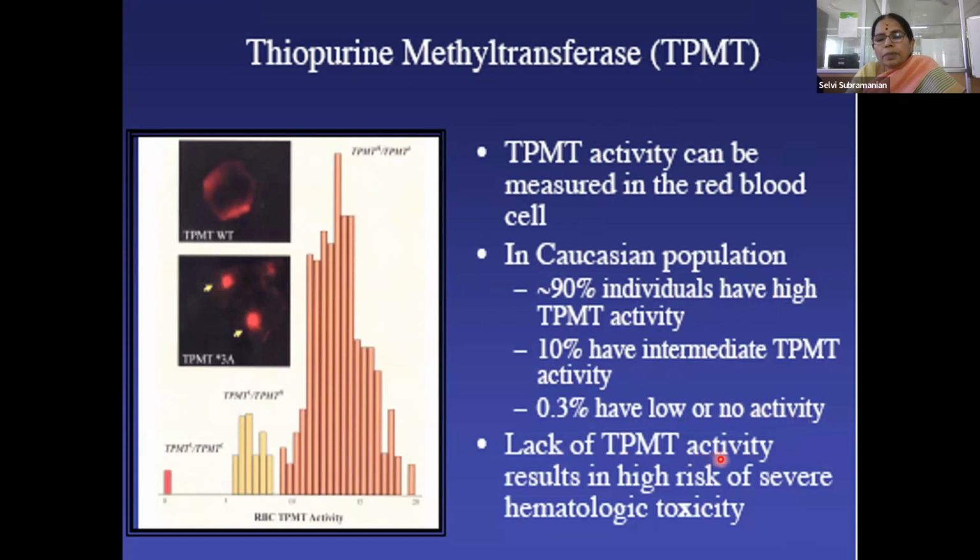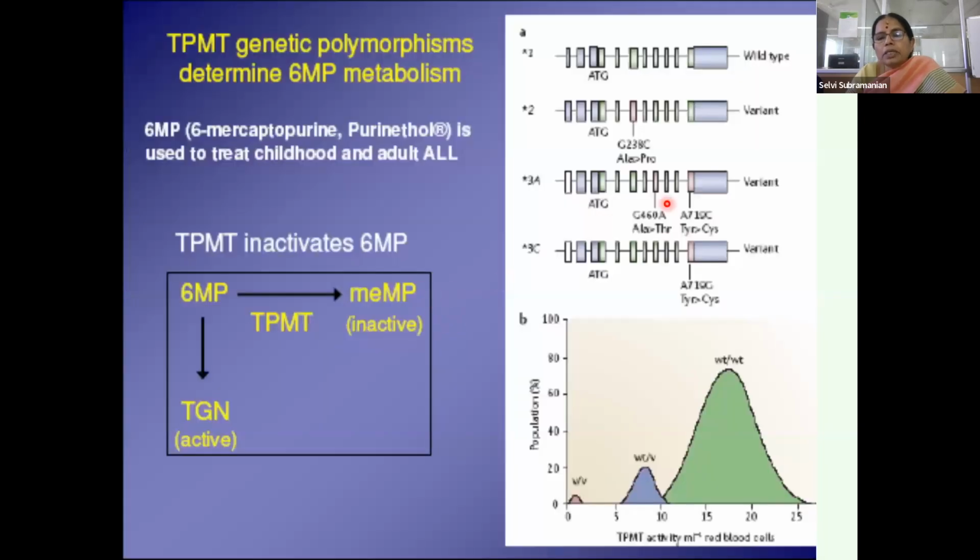So lack of TPMT activity results in a high risk of severe hematological toxicity. Although it is a medicine for cancer, if it is present in more amount in the system, it will lead to some toxic effect. So it has to be inactivated and thrown out of the cell. In some individuals it is thrown out easily, in some individuals it is not, because this enzyme is impaired, because there are some mutations which accumulate in some individuals.